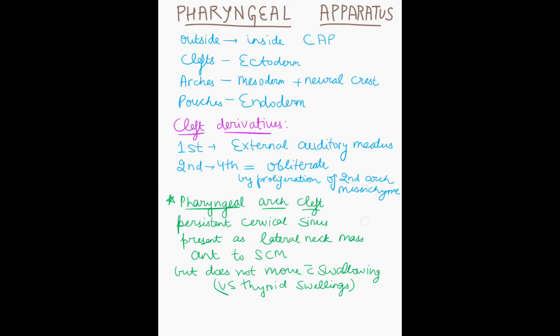Then what are the derivatives of the cleft? The first cleft gives rise to the external auditory meatus. The second to fourth obliterate by proliferation of second arch mesenchyme. Then there is the pharyngeal arch cleft or sinus. If persistent cervical sinuses are there, then it presents as a lateral neck mass anterior to sternocleidomastoid, but it does not move with swallowing. So if the second to fourth clefts persist, there will be sinuses over the neck anterior to sternocleidomastoid, but they will not move with swallowing, as is visible with thyroid swellings.